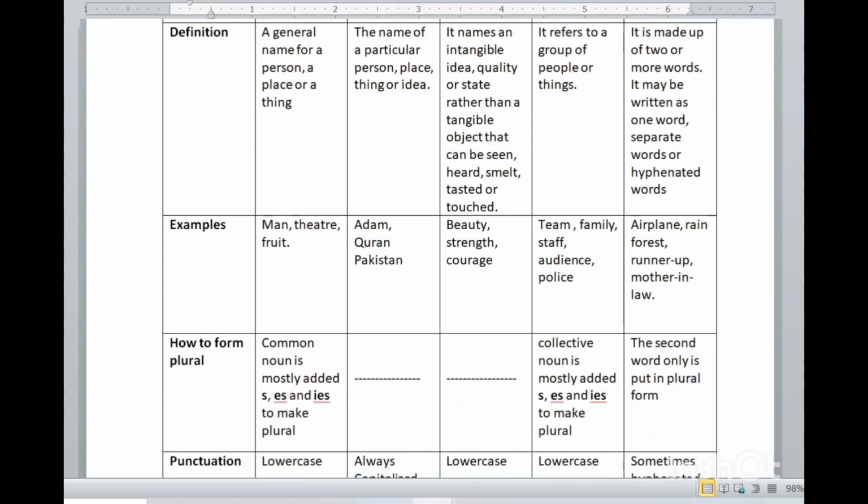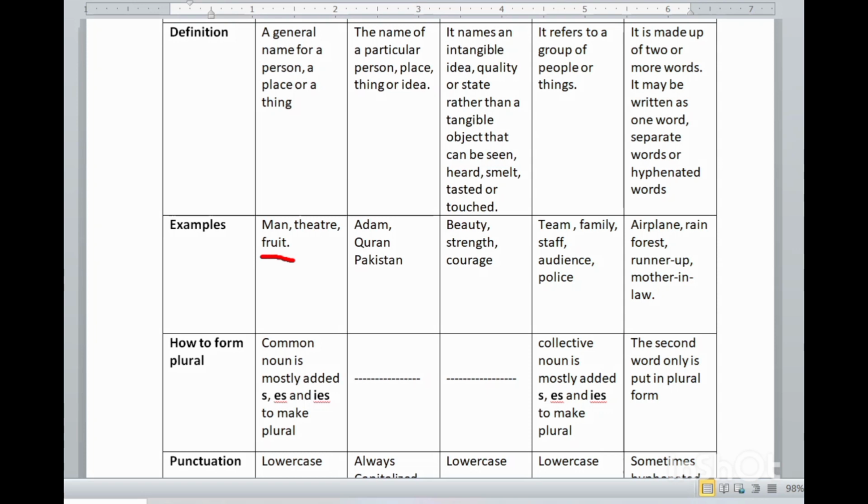For example, fruits is an example of a common noun. I add only s to make it plural. For example, desk, desks. Now knife, knives. Sometimes we add es to make it plural, for example, catch, catches. We have eyelash, eyelashes; I added es to make it plural.